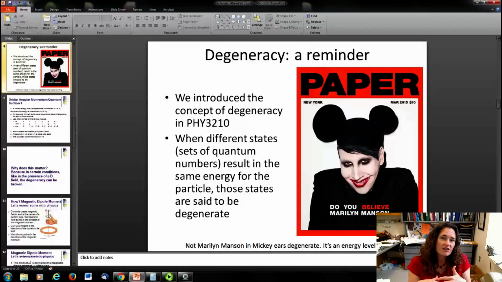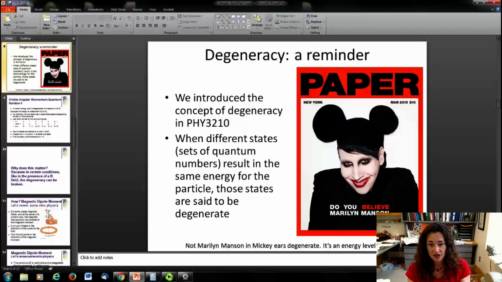Okay, now why does all this matter anyway? What's the big deal? Well, it turns out that really the key here is that there's a degeneracy in the energy states for the electron in the hydrogen atom. Now, you might need a reminder from Modern 1 of what degeneracy means here.